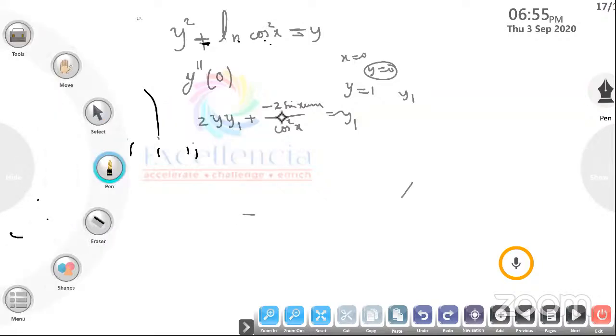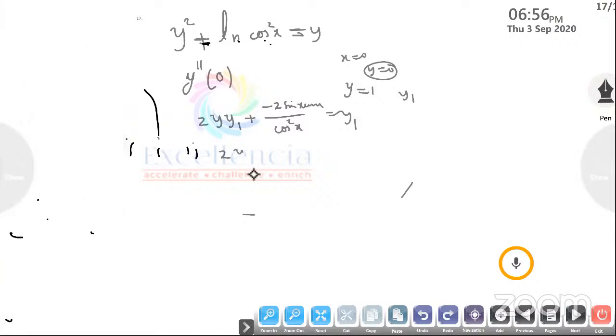Yes, see, y is 1. Substitute here, 2y1, and this will become 0 is equal to y1. So clearly understood, now y1 is 0. Now come to the second derivative. 2y2 plus 2y1 square. You observe this, one cos gets cancelled, we get minus 2 tan x, nothing but minus 2 secant square x, equal to y2.